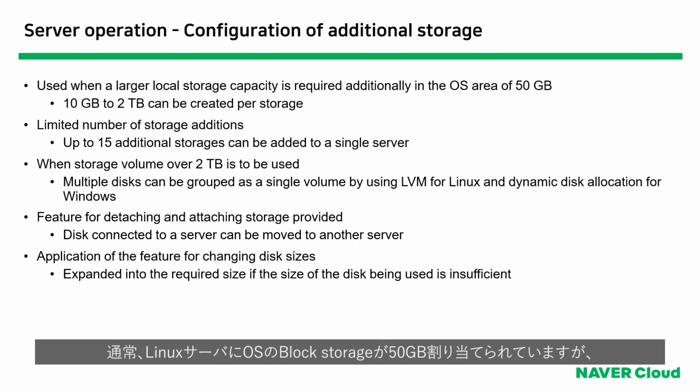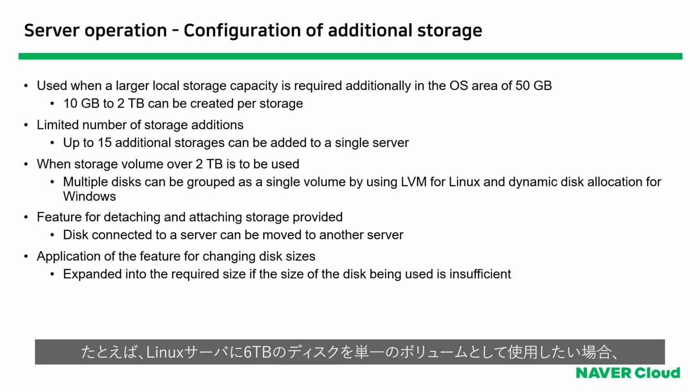On a Linux server, 50 GB of block storage in the OS area is allocated by default. If you need more capacity, you can create additional storage at a minimum of 10 GB, up to a maximum of 2 TB. Up to 15 additional block storage can be added per server. If you need more than 2 TB for a single volume, you can bind multiple volumes and recognize them as a single volume through LVM in Linux, or dynamic disk allocation in Windows.